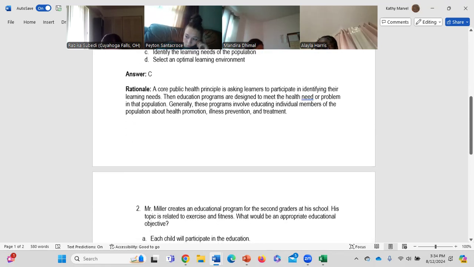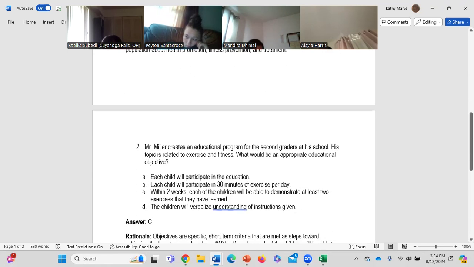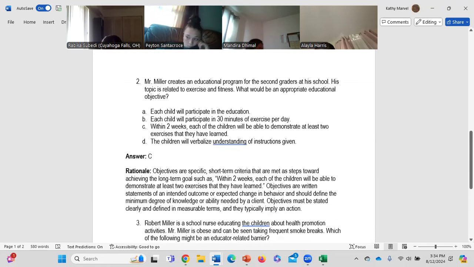So let's look at the rationale here. A core public health principle is asking learners to participate in identifying their learning needs, right? Then education programs are designed to meet those needs, right? Room two, what did you come up with?